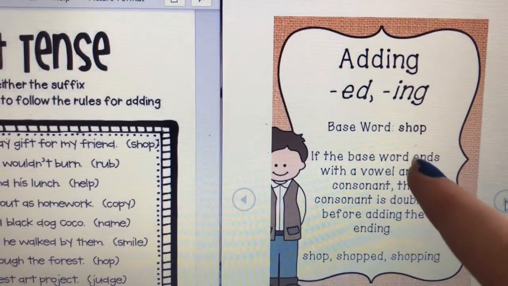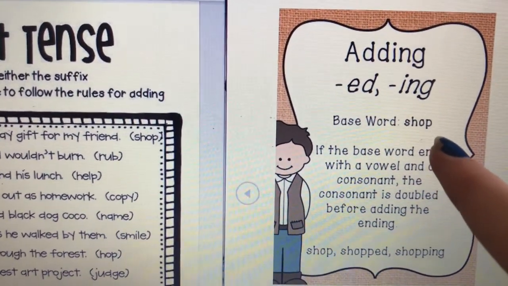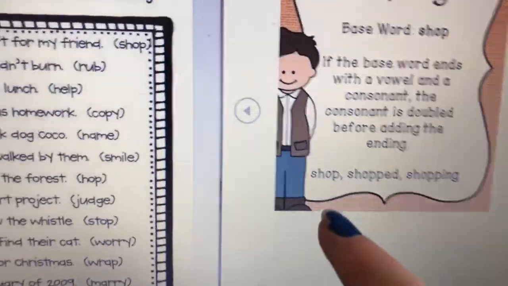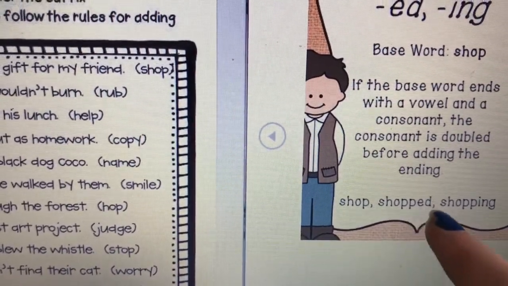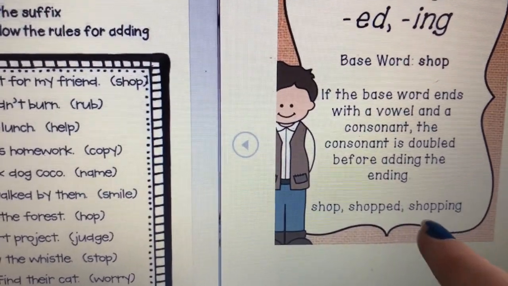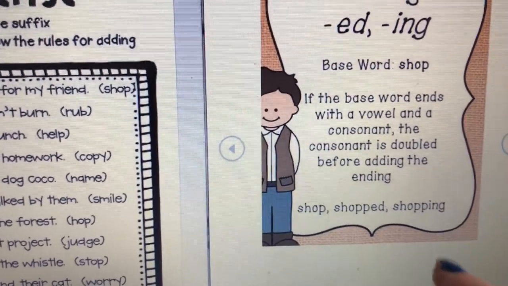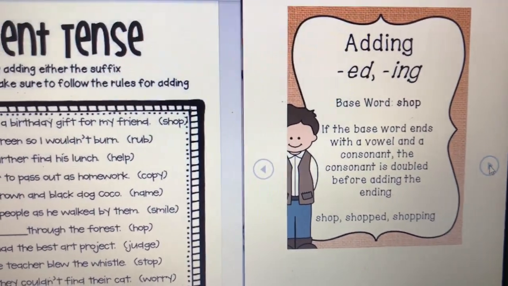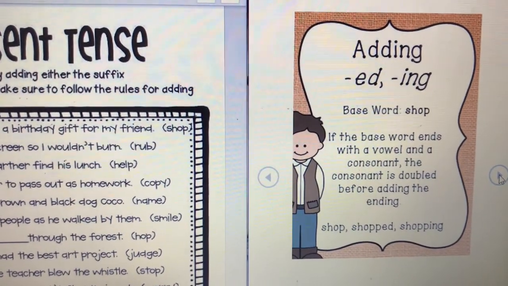So what this is saying is we're going to double the P, we're going to add one more P before we add our ending. So look down here, it's shop. We make it past by adding another P and then an ED to make shopped. And then if we're saying it's in the present, shopping, we're adding that second P and then an ING. All right, so that's if we have a word that ends with a vowel and then a consonant.